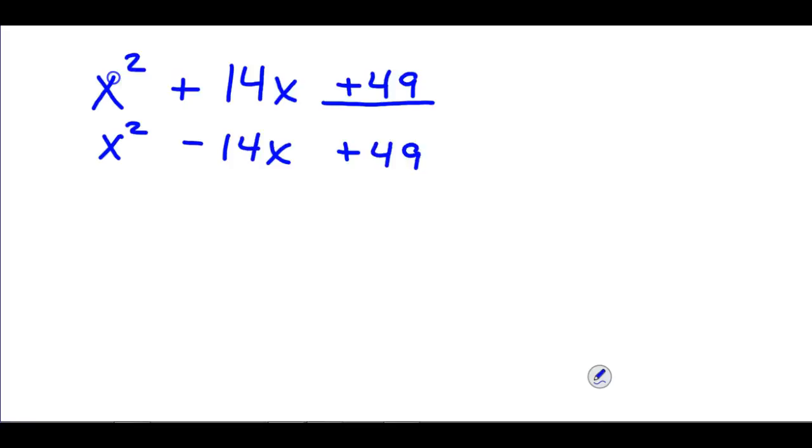So that's just one example. Another, if we had x squared minus 100x, well, let's not use 100. Let's use 20x. What is half of 20? 10. And what is 10 squared? 100. So you'd be adding 100 to that, and that's called completing the square.